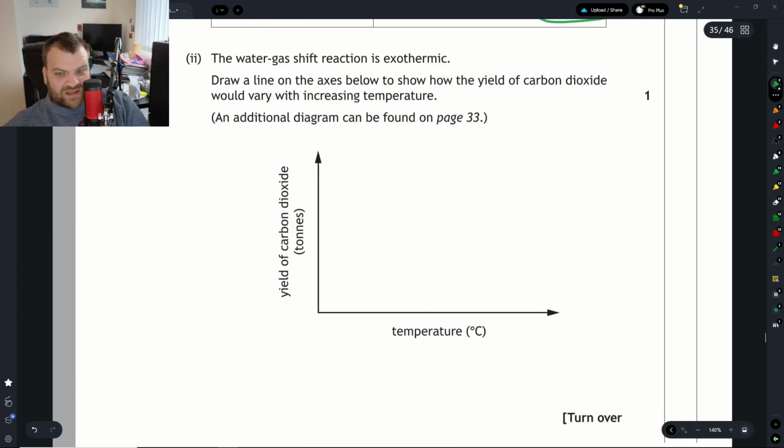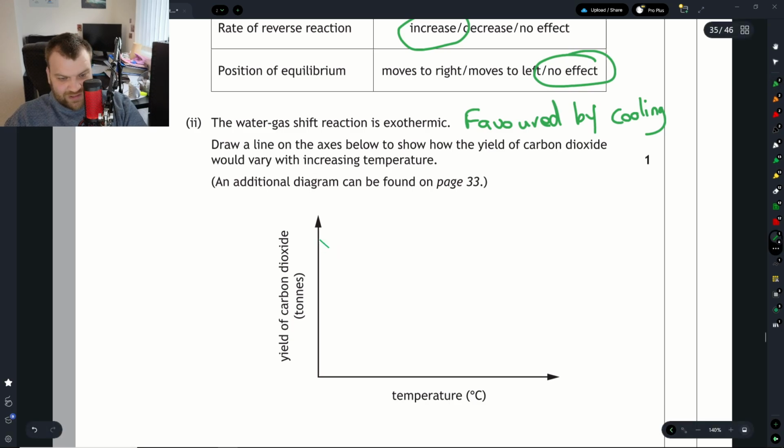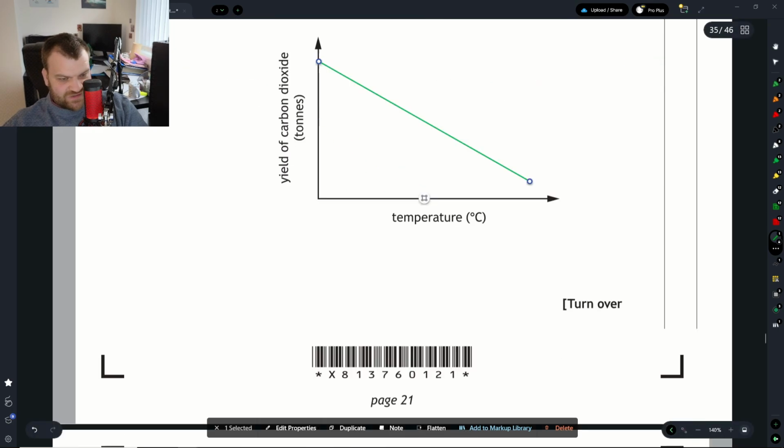Next one, we have a chemical which is exothermic, which means that it's favoured by cooling, as it gives out energy. So that means we want it to be higher at the low temperature and then lower at the high temperature. So we want a graph that's sloping down the way. And that gives you a decrease in yield as the temperature increases.